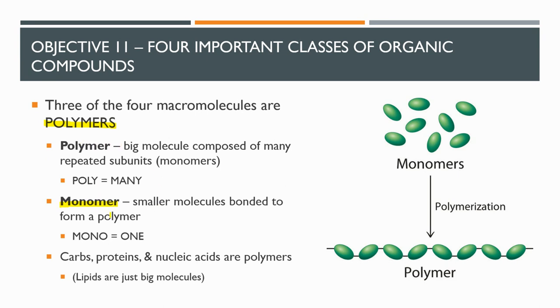So when you have repeat units, those repeat units are called monomers. They equal 1, mono equals 1.